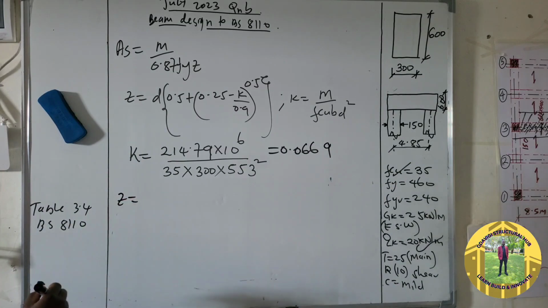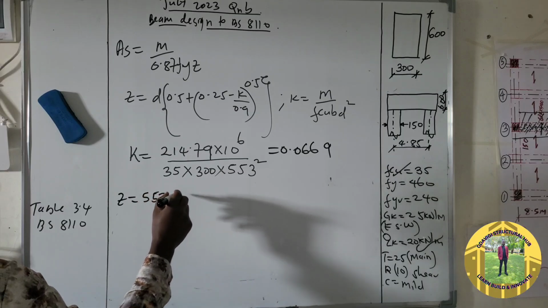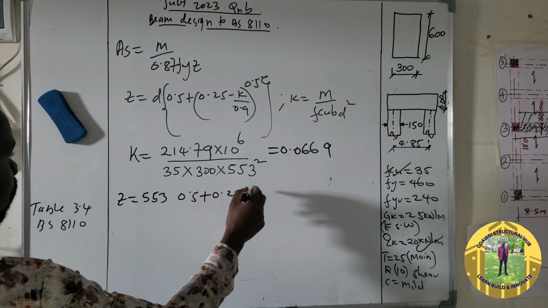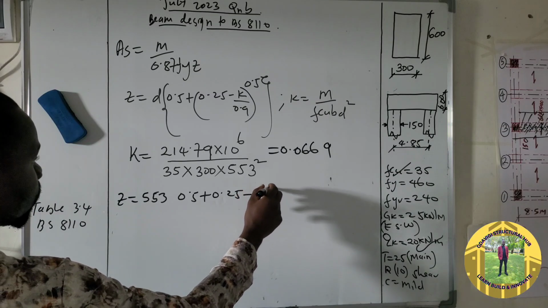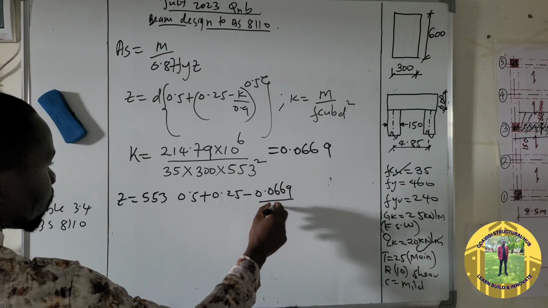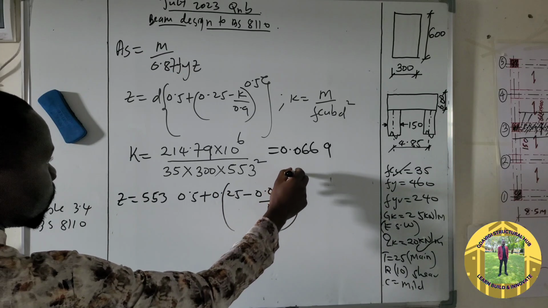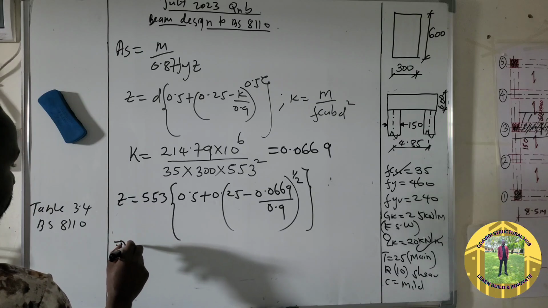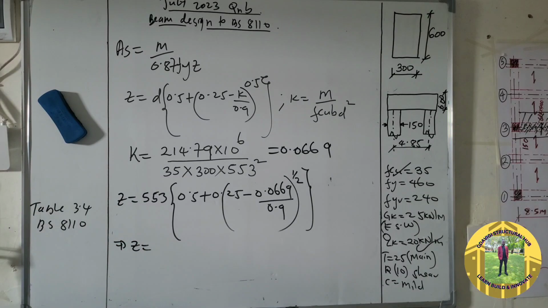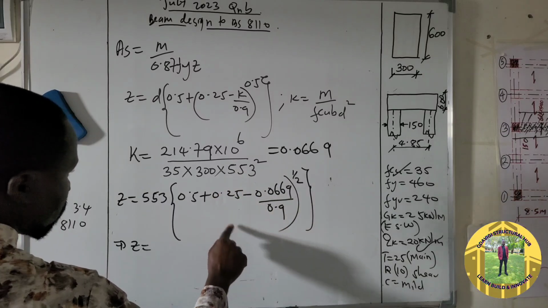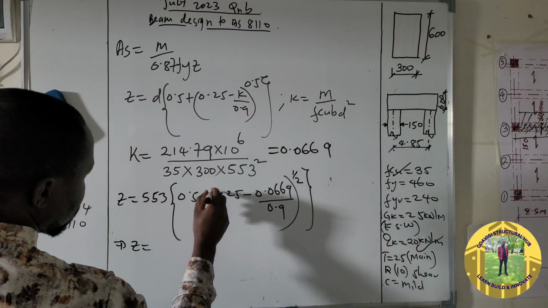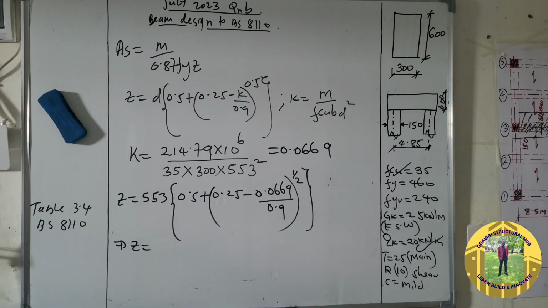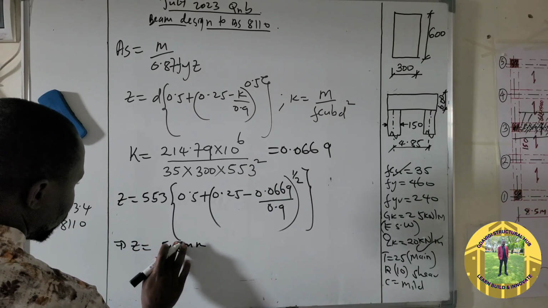So Z is equal to 553, which implies Z is equal to, again you punch your calculator, so Z is equal to 508 millimeter.